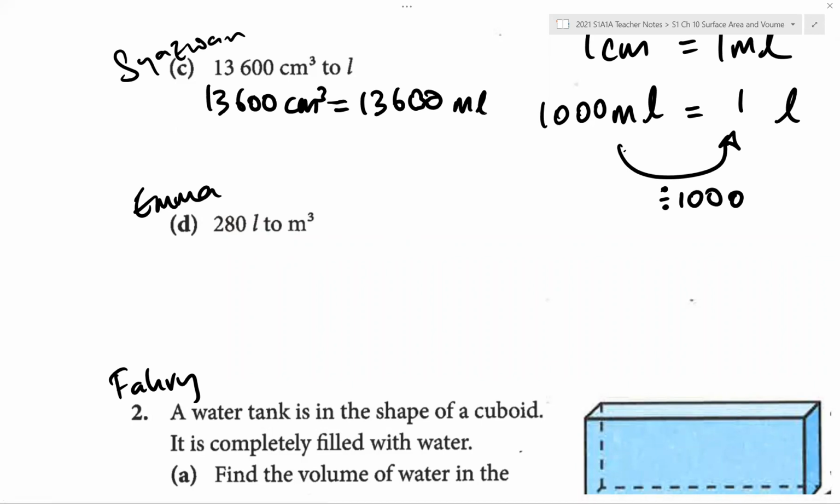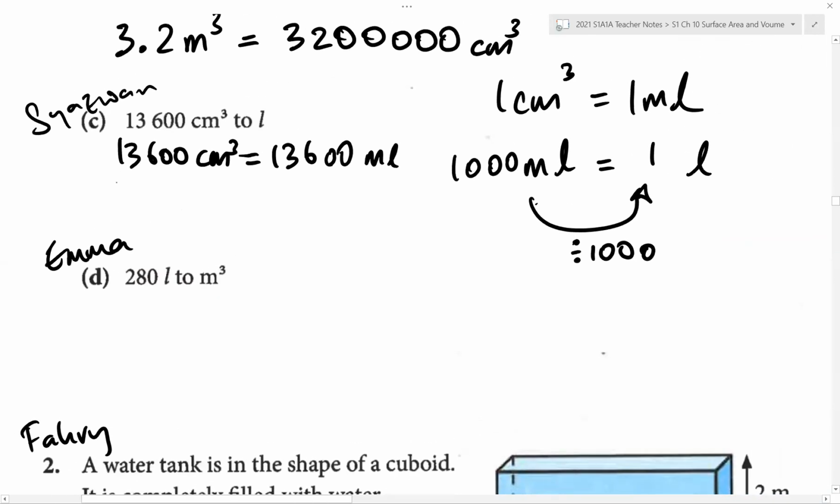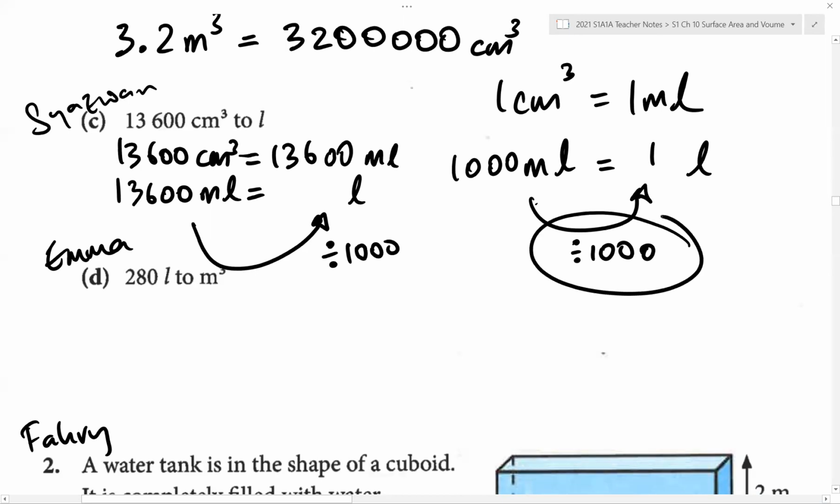So now 13600 ml to liters. How much would that be? So Shazwan, what is the conversion to liters? Divide by 1000. Please do not complicate things. From ml to liter is simply divide by 1000. No square, no cube. So divide by 1000, what do you get? 13.6, correct. Next one, Emma.